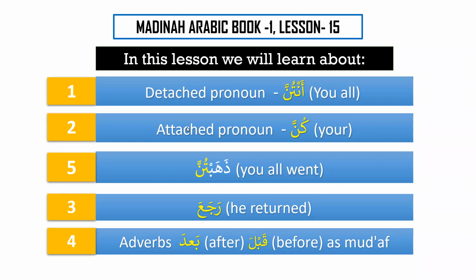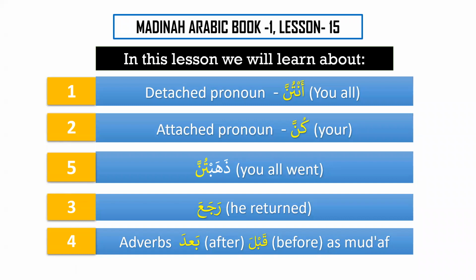Lesson number 15. In this lesson, inshallah, we will learn about the detached pronoun antunna, which is used for the feminine plural for the second person. Then the attached pronoun kunna. So antunna is used for the second person feminine plural, and the attached pronoun will be kunna. The verb that will be used is dhahabtunna, you all went. And one new verb that we will learn is raja'a, that means he returned. And two new adverbs, ba'da, that means after, and qabla, that means before, and they are used as mudaf.